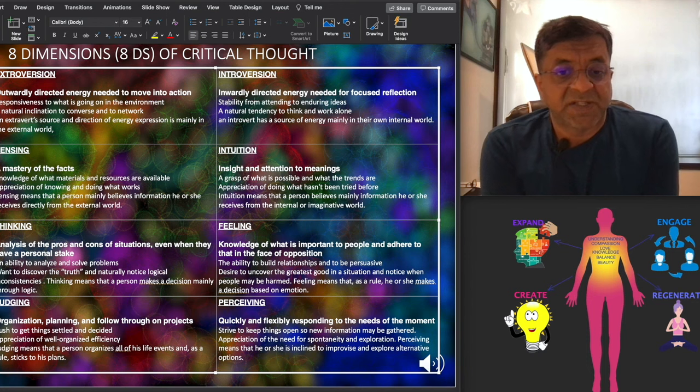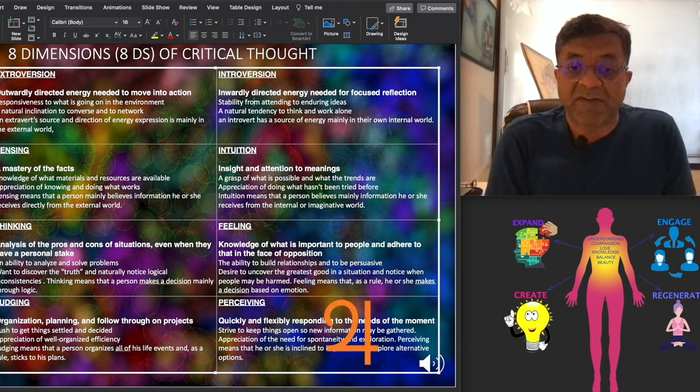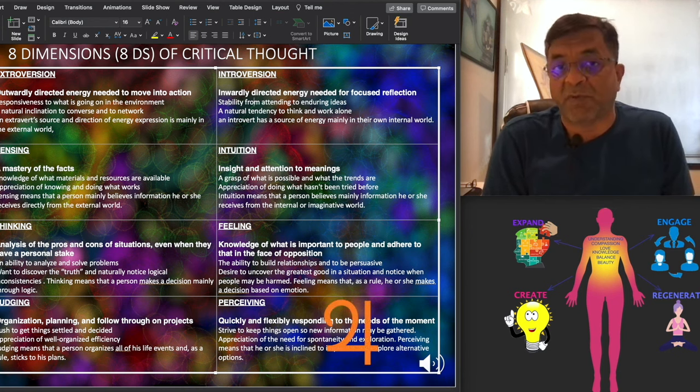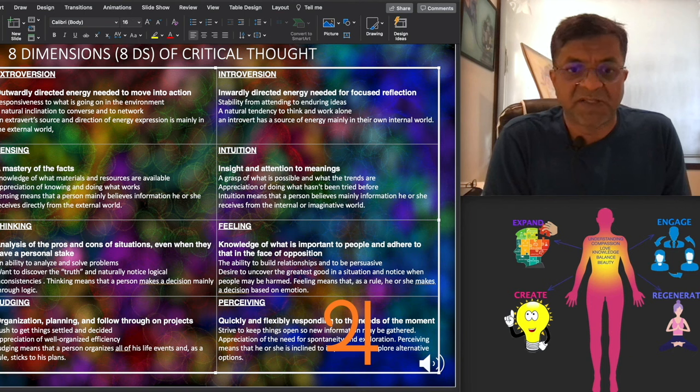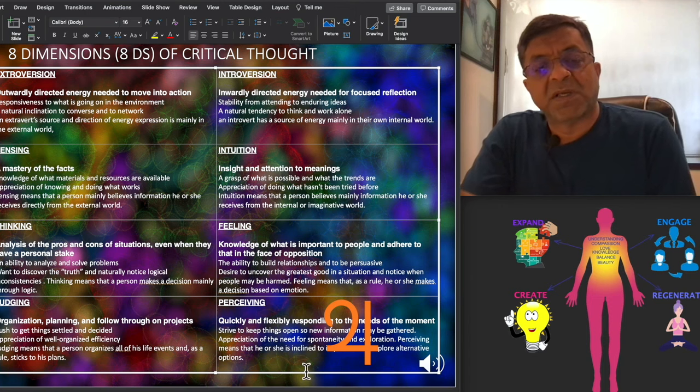Perceiving is the last one, which is kind of opposite to judging, more like Jupiterian energy here, quickly and flexibly responding to the needs of the moment, being very present. Kind of Jupiterian, isn't it? Very Sagittarius or Pisces type. Strive to keep things open so that new information may be gathered. Information is right there, again Jupiter. Appreciation of the need for spontaneity and exploration. Perceiving means that he or she is inclined to improvise and explore alternative options.